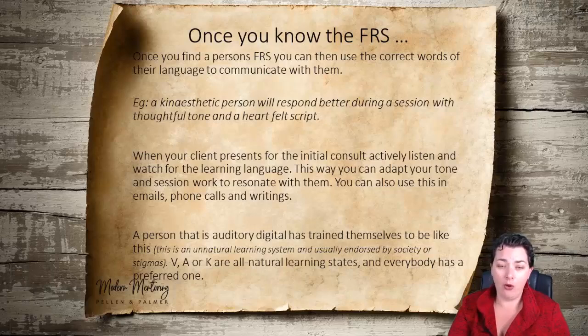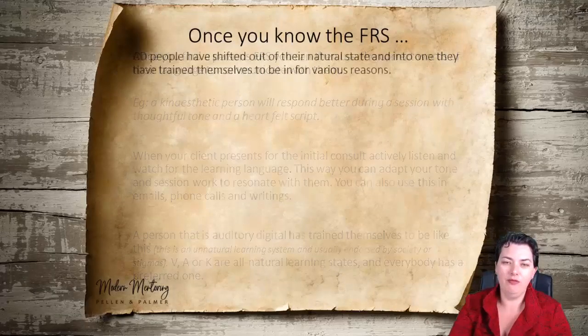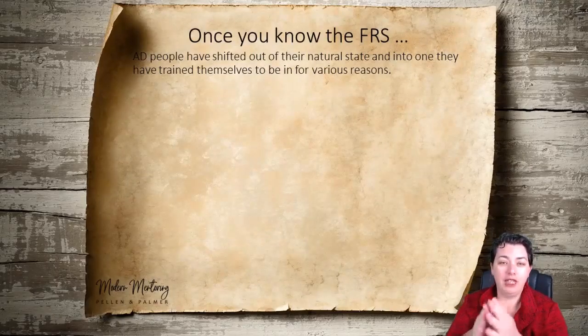So visual, audio, and kinesthetic, V, A, and K, are all natural learning states. Everybody has a preferred one. Sometimes we do all go into the AD state, so the auditory digital, and that's just because we're trying to learn that system. But that doesn't mean it's our preferred state. It's usually one that we go into and it takes all of our energy and we just do it because we have to. And this is where when you go into work and you're doing these systems because you have to, you become very audio digital, but then when you get home, you completely flip your personality.